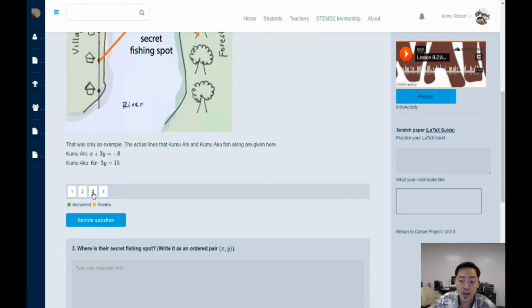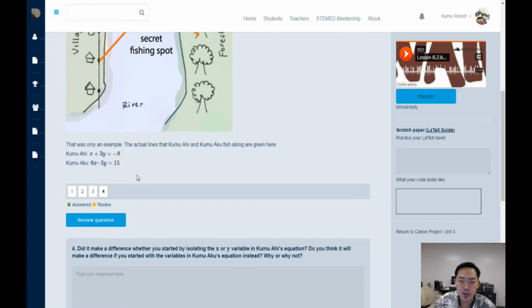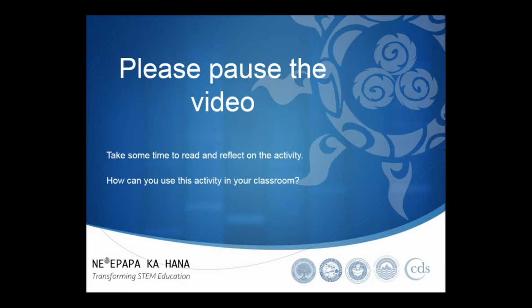After we give the ordered pair in question 3, we move on to question 4, and then reflect on what we just did. In particular, we want the students to see that the substitution method is very flexible. We can actually isolate any of these 4 variables as our first step. That's it for this activity. Please go ahead and pause the video and take some time to read and reflect on it.